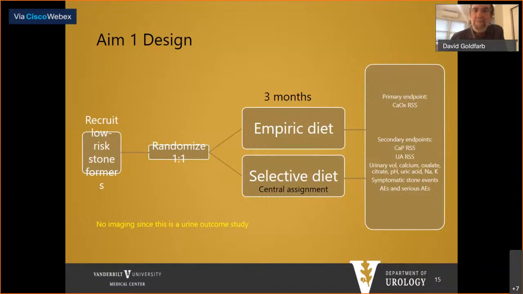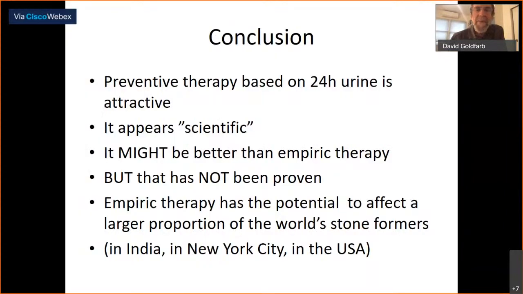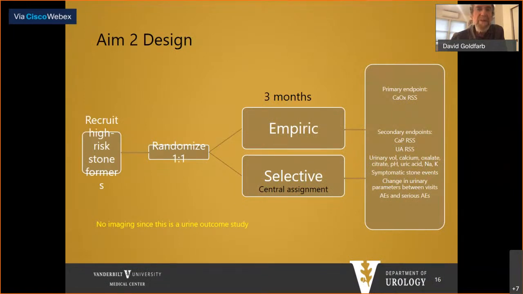Next slide, please. And the next, there's a slide. I don't know where that's. There's another slide. Here we are.